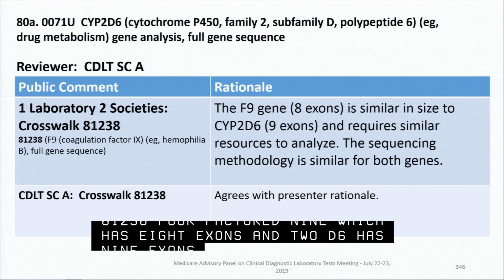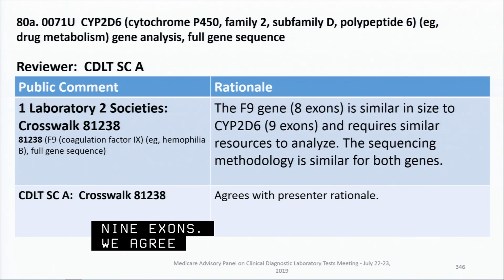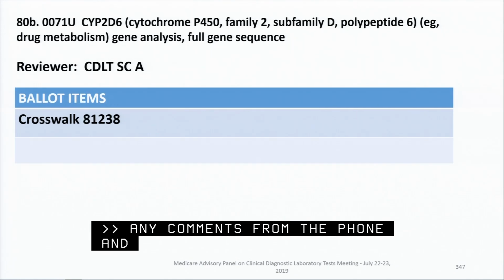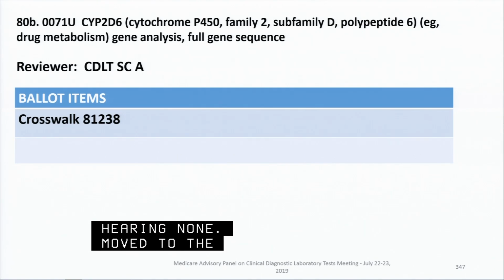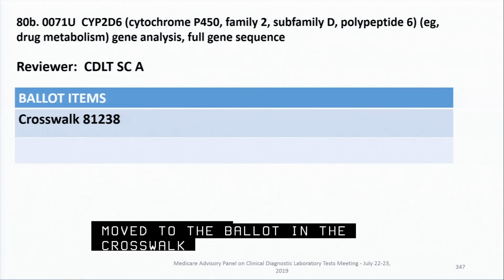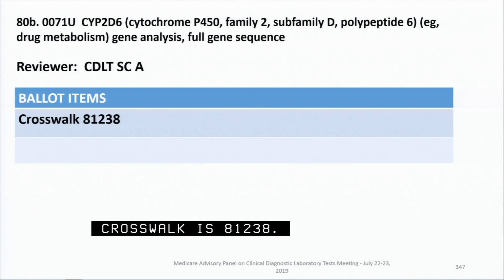Any comments from those on the phone? Hearing none. Any comments from those here? I'm going to move to the ballot item slide, and so the crosswalk is 81238. The other option is gap fill, and this is for code 0071U.